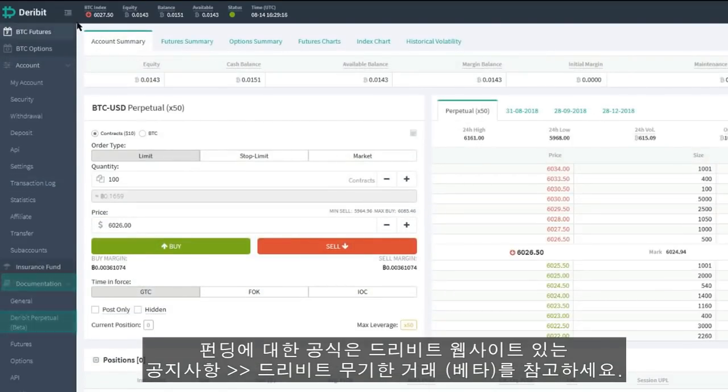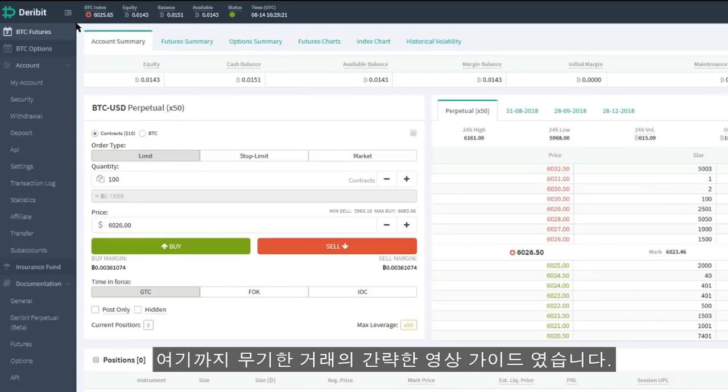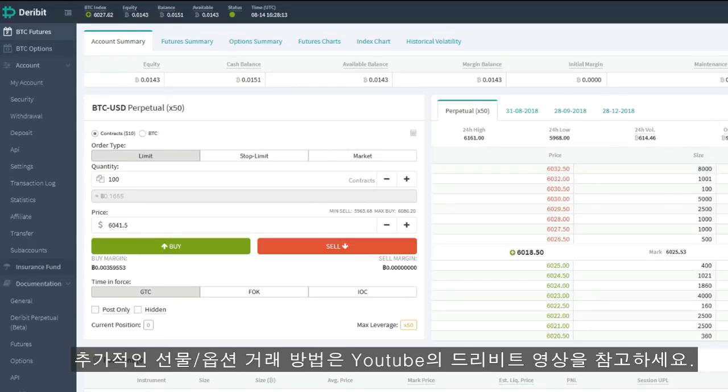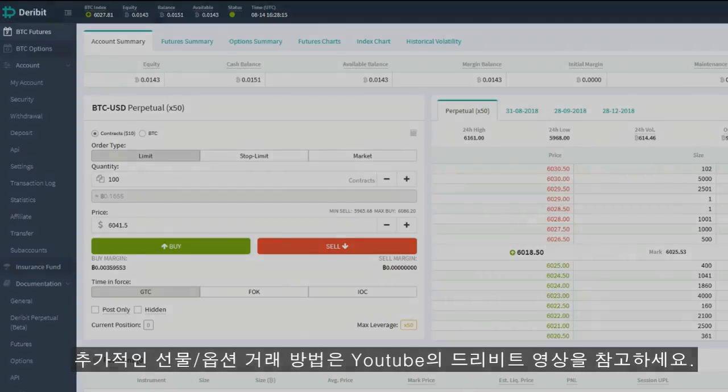For the funding formula itself, please refer to the documentation section of the Deribit website. This was a brief supplementary video guide for perpetual swaps. For instructions on how to trade futures and options with Deribit, please see the video guide in the video description below.